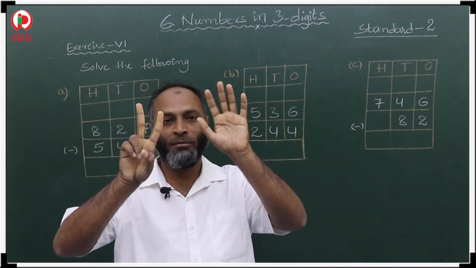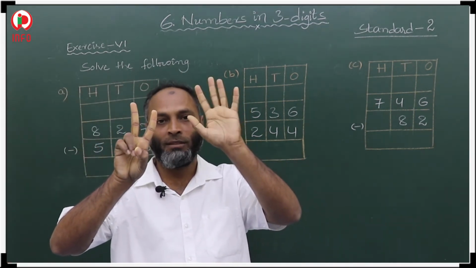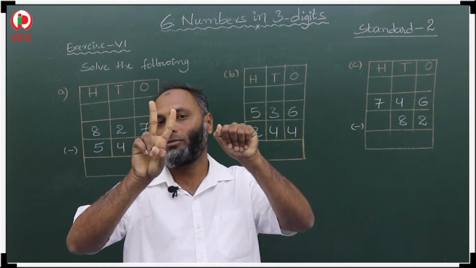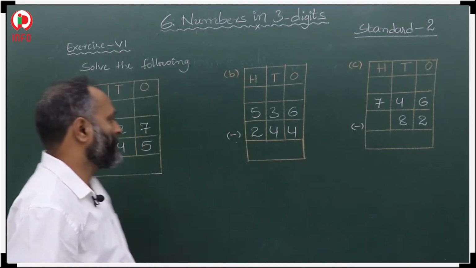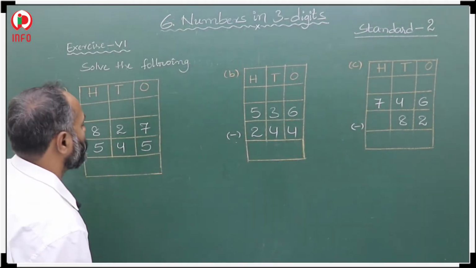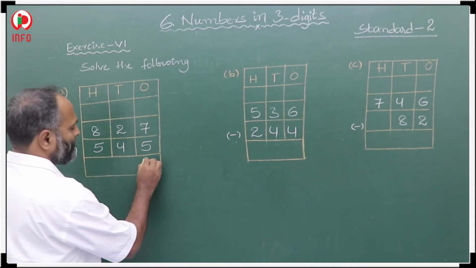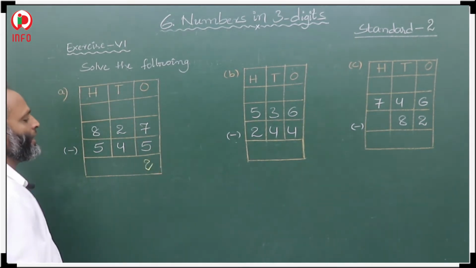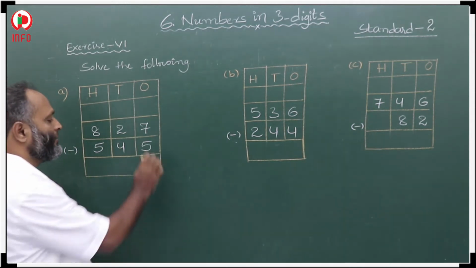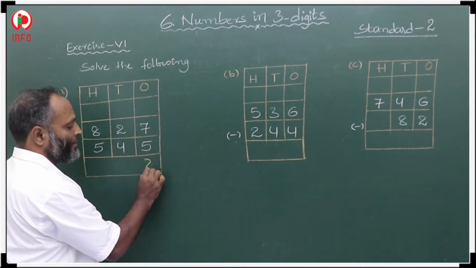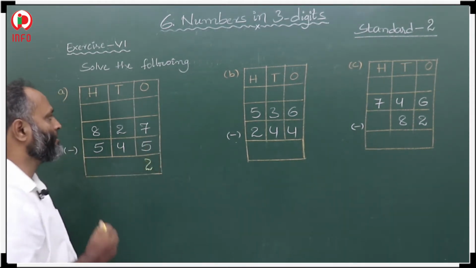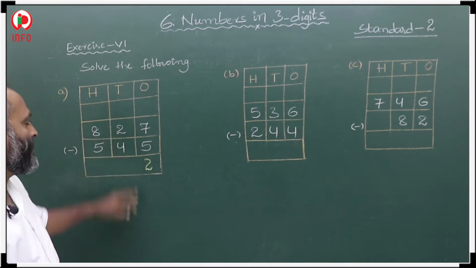In this 7 we have to subtract 5. 7 minus 5 is 2. So take 2 here. Write 2 in the ones place because the difference is in the ones place. We are finding the ones place difference, then after that the tens place.